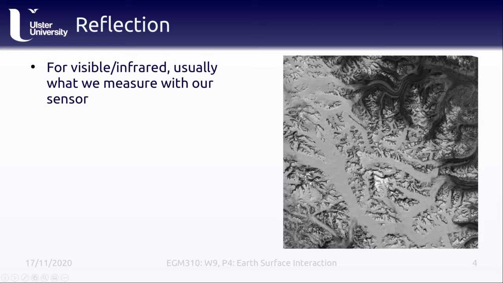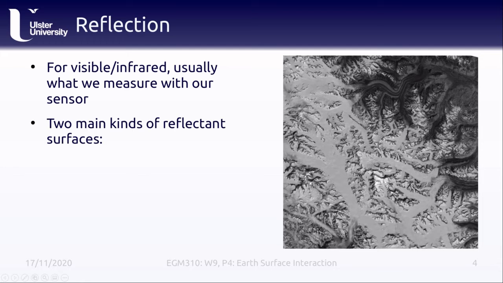For most of the remote sensing that we'll talk about in the rest of this module, reflection is the main type of surface interaction that we're interested in. This is usually what we measure with optical, that is, visible or infrared, sensors. The image to the left shows how much energy has reflected off the Earth's surface towards the satellite in the near-infrared portion of the spectrum. Remember that these are wavelengths around 900 nanometers.